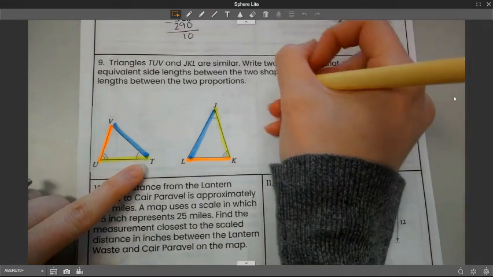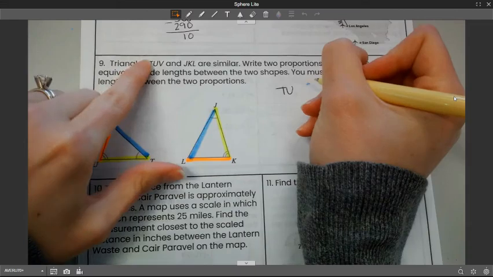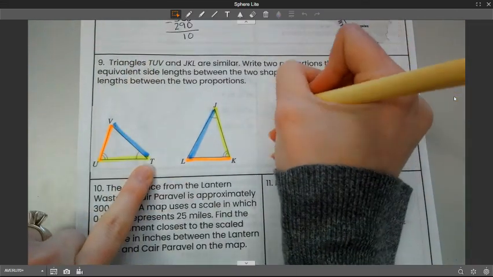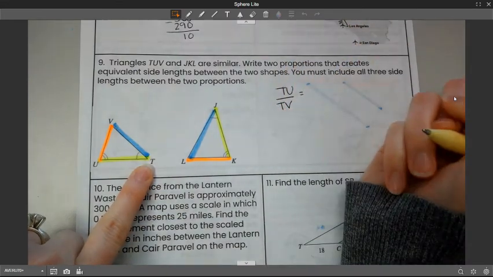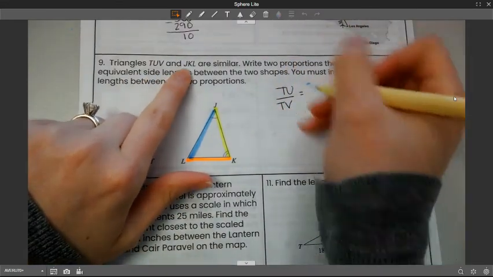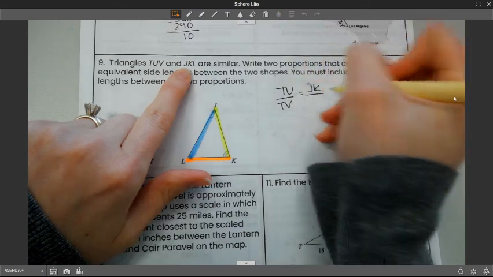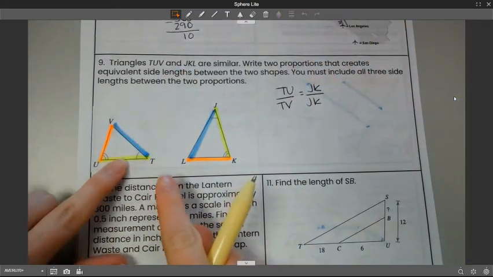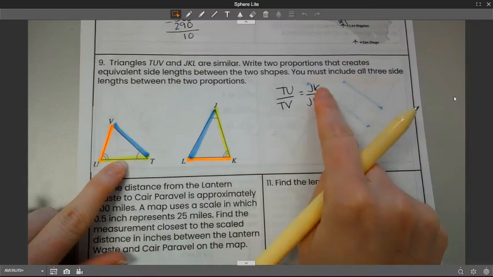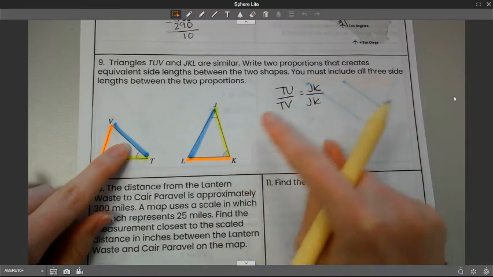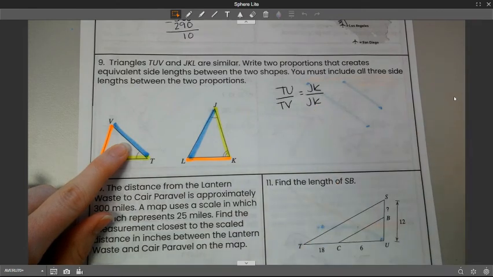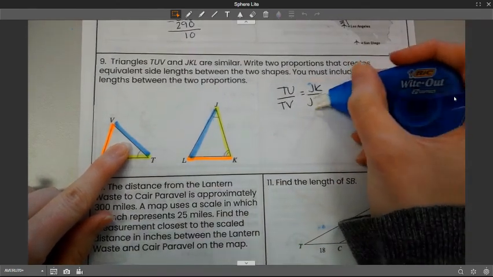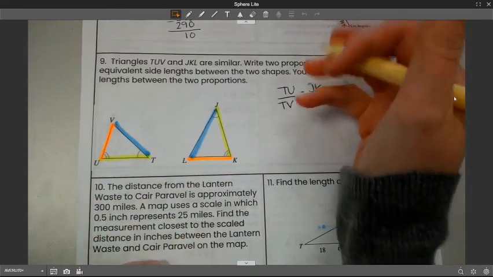So we're going to say TU, which is the first and the second letter. And let's do TV, which is the first and the third. So first and the second letter here is JK. And then first and third is JL. Well, does that make sense? TU is yellow. Does it match with JK? Yep. TV is blue. Does that match with, oops, I wrote JK twice when I meant to write JL. My bad. Does that match with JL? Yes, both of those are blue.